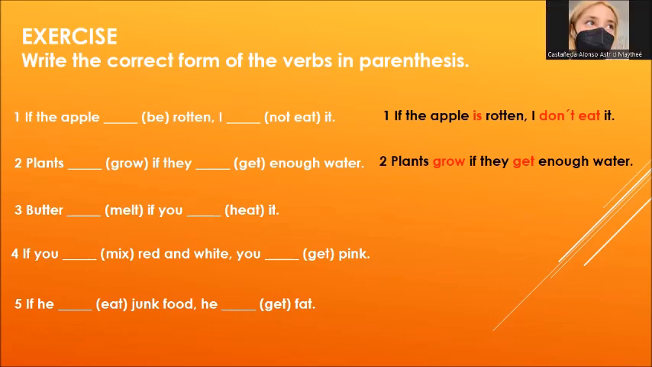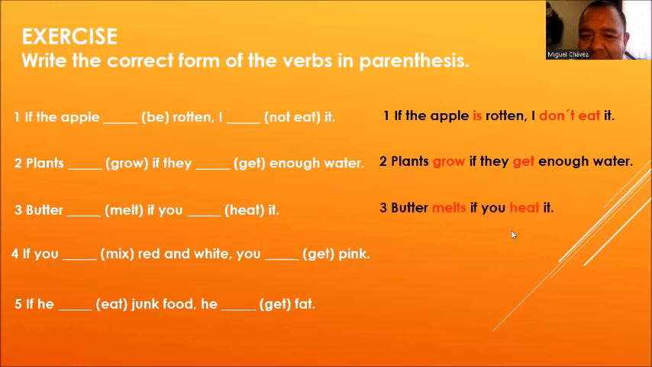Butter melts, with s. Butter melts if you heat it. Yes, you're right. Okay. Butter melts if you heat it, because we have the third person, butter. It melts, okay? Then number 4, please.